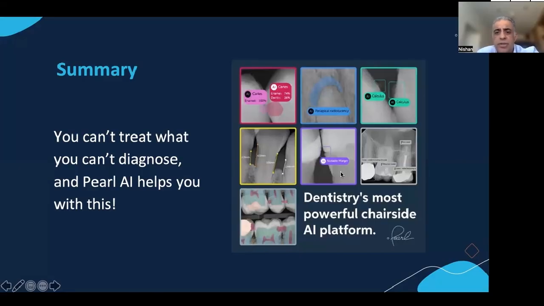Restorations can be monitored. Ledges or margins, you know, we can intervene a lot earlier rather than let things deteriorate and suddenly a root canal develops.